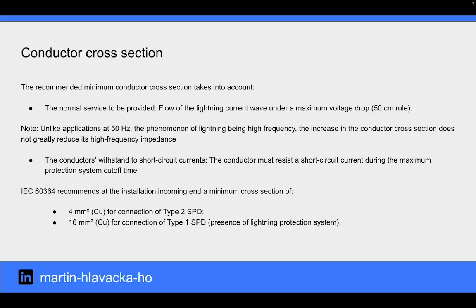IEC 60364 recommends at the installation incoming end a minimum cross-section of 4 mm squared copper conductor for connection of Type 2 SPD or 16 mm squared copper conductor for connection of Type 1 SPD.